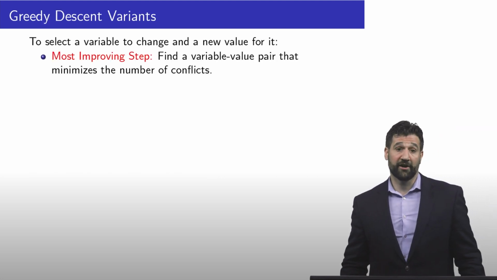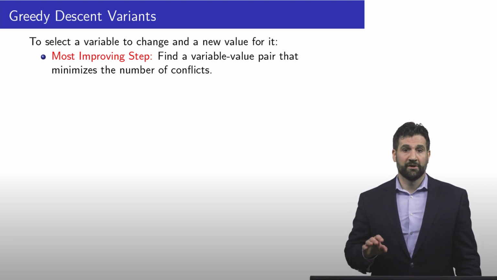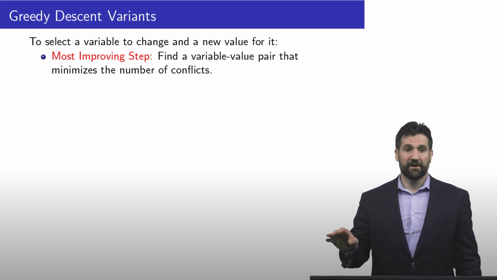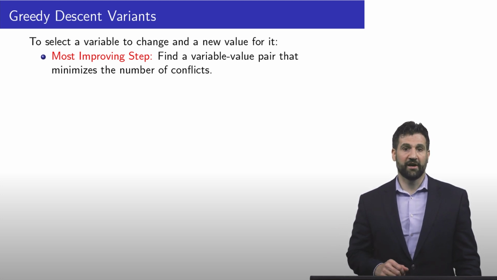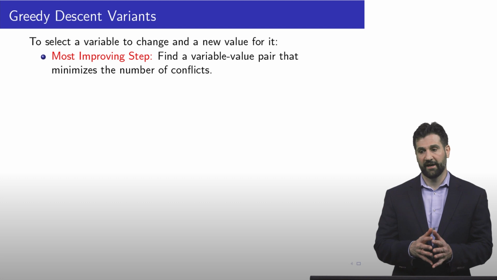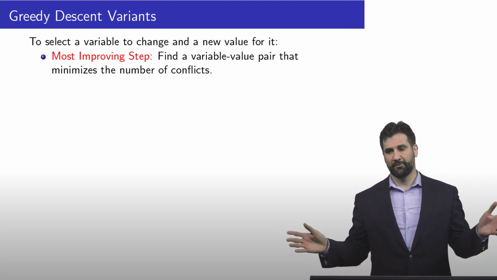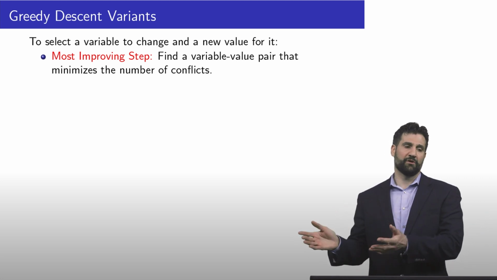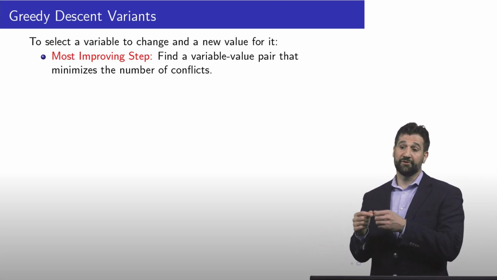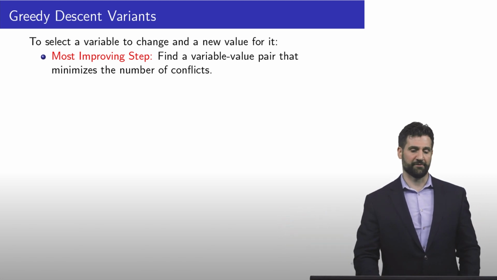So here are some variants of greedy descent. Select a variable to change and a new value for it. The most improving step is to find the variable-value pair that minimizes the number of conflicts. So we look at all variable-value pairs, and pick the one where, if we change it, the total number of conflicts goes down.